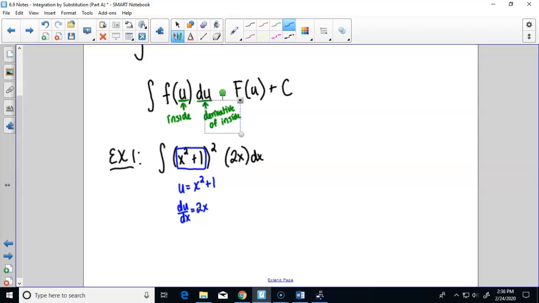We okay there? Alright, now notice up here, all I've got is a du. I don't have a du dx. So, if I wanted to solve that for just du, I would multiply both sides by that dx that's in the denominator. So I would have du equals 2x dx.